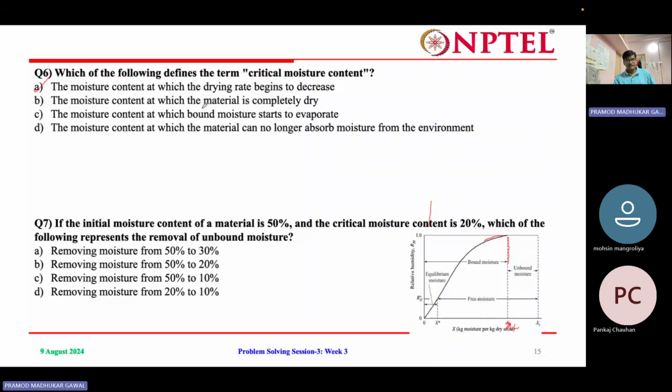So option B, the moisture content at which the material is completely dry, is not right. And C, the moisture content at which bound moisture starts to evaporate: no, this is the initial condition. And the moisture content at which the material can no longer absorb moisture from the environment. This is not right.